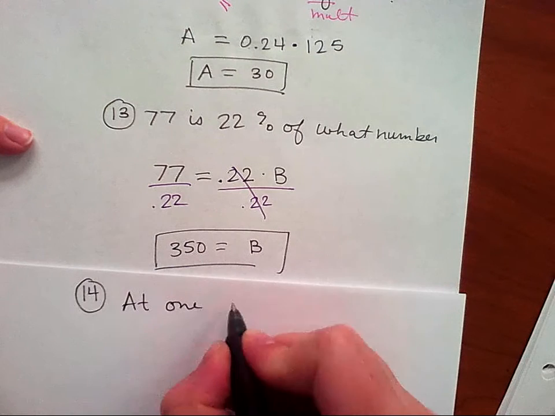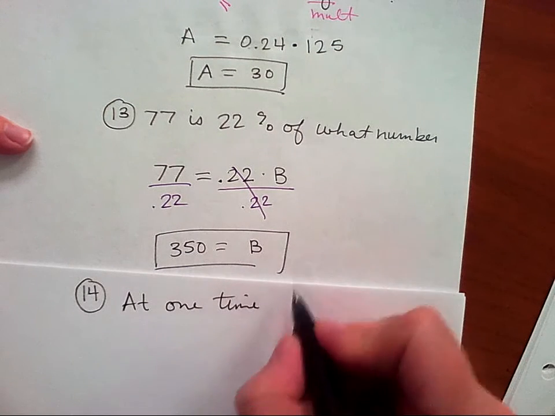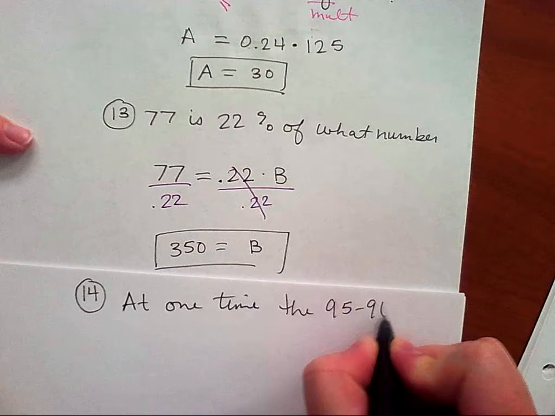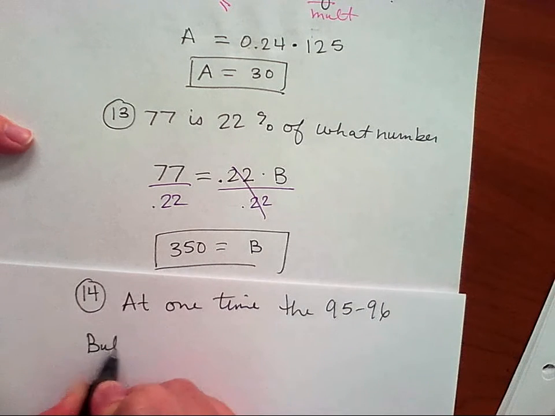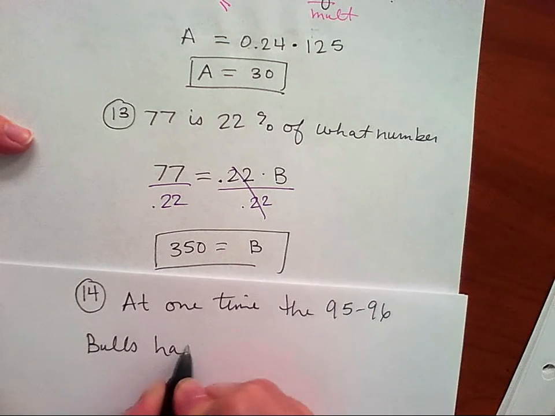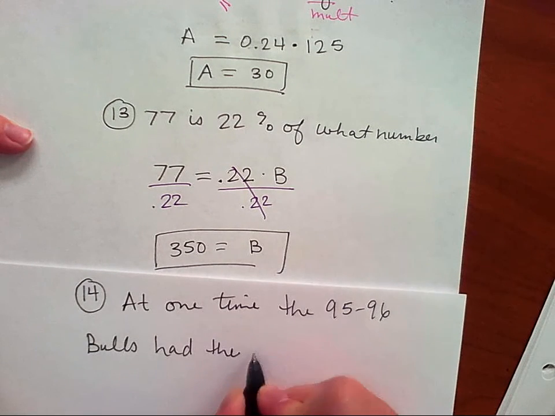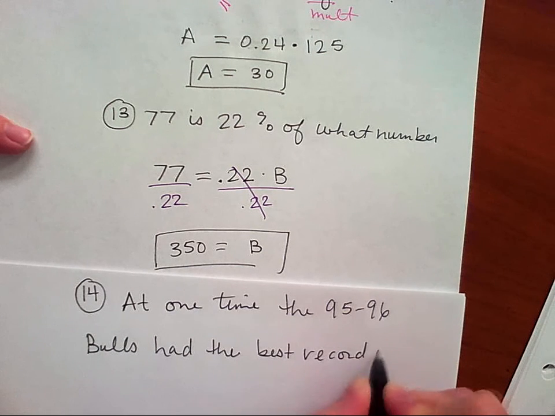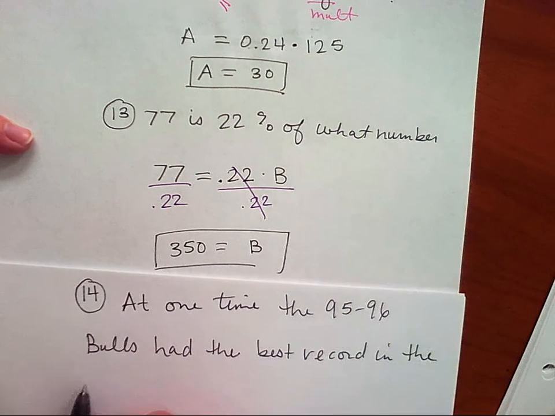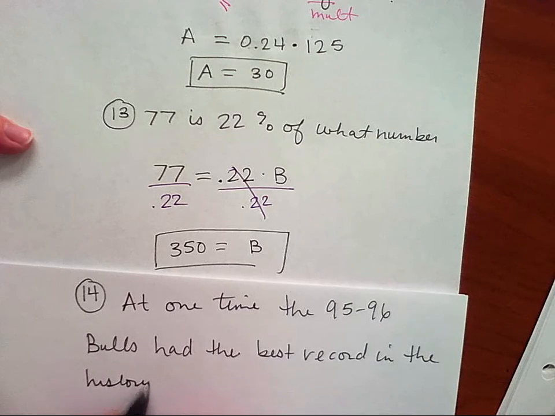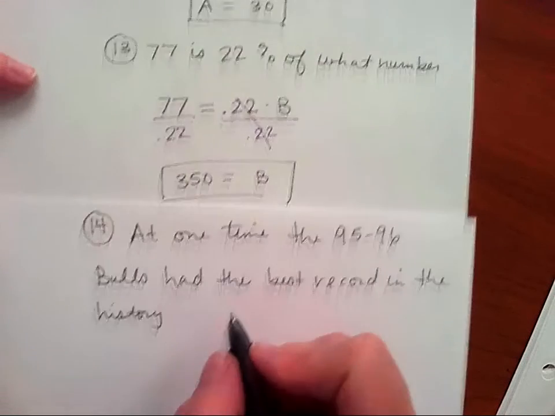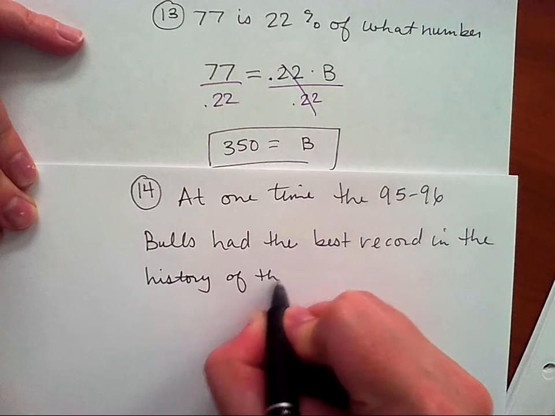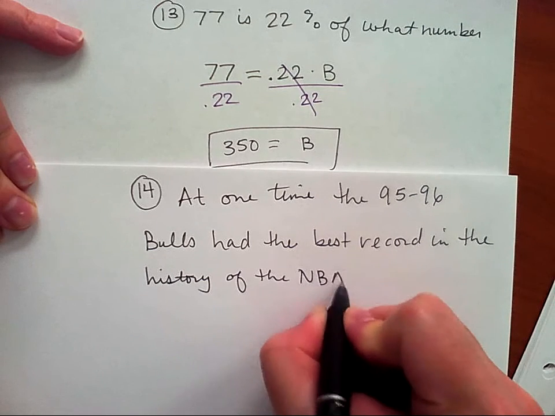So at one time, the 95-96 Bulls had the best record in the history of the NBA. You a Bulls fan?